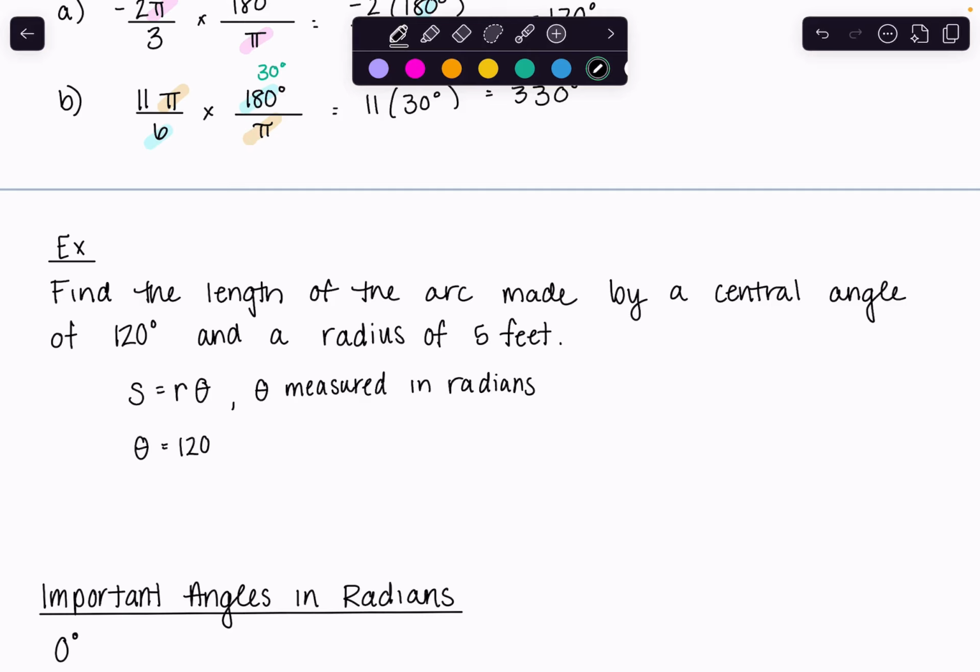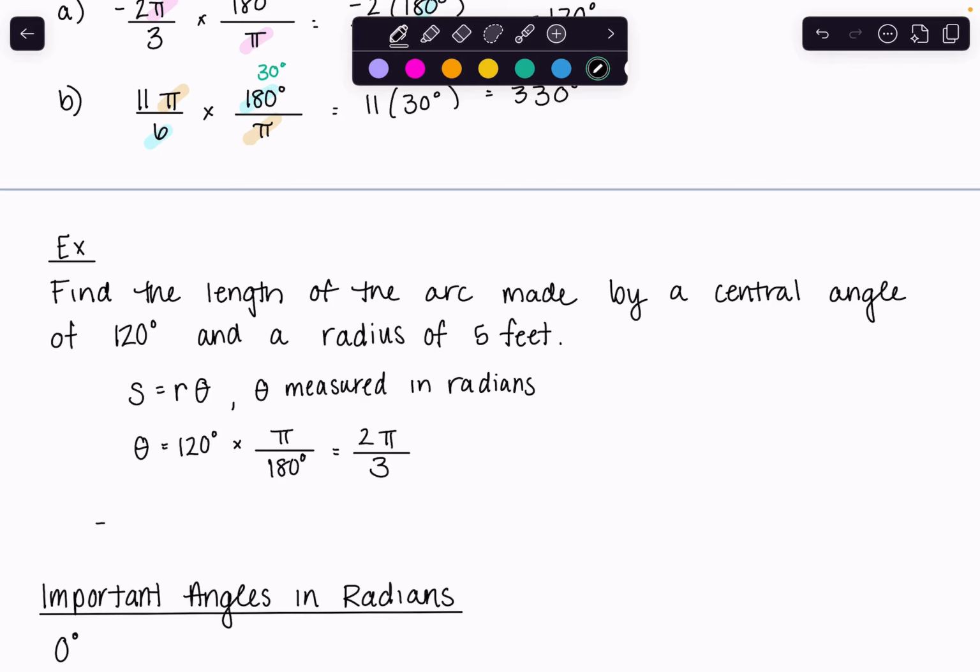So starting with 120 degrees, I want to get it to radians. So I multiply by pi and divide by 180. Then both of those I can really divide by 60. So that leaves me with 2 in the top and 3 in the bottom. So our angle in radians is going to be 2 pi over 3.